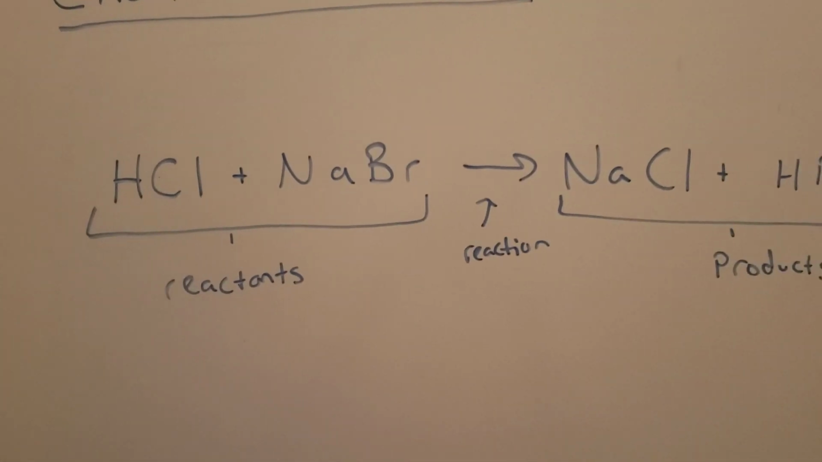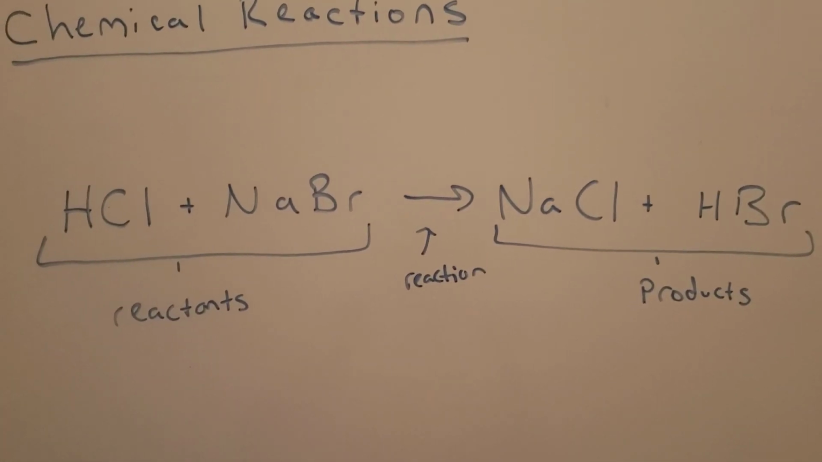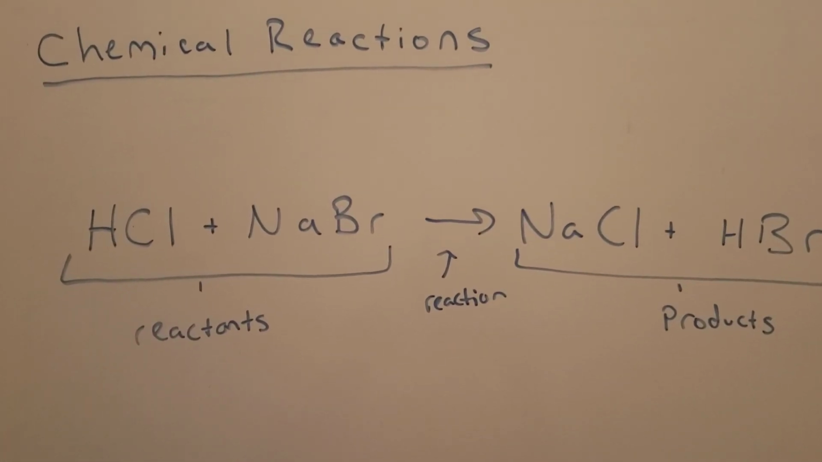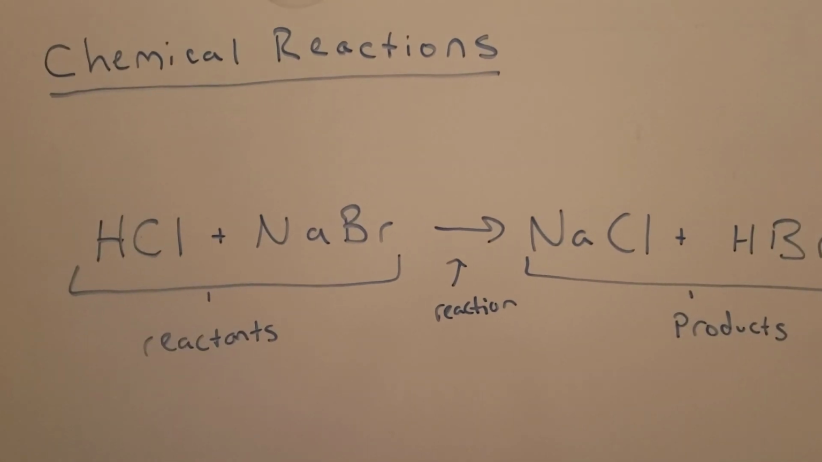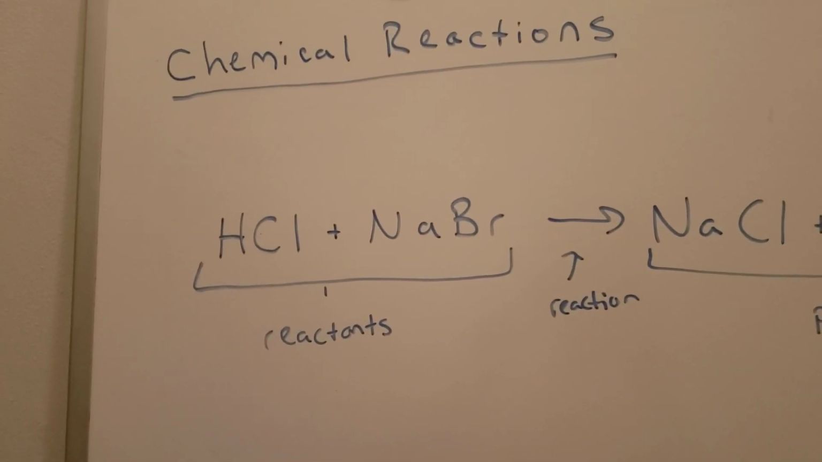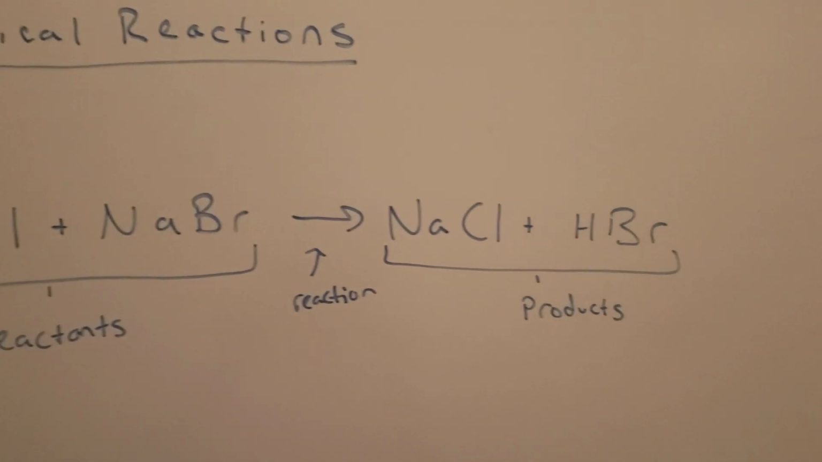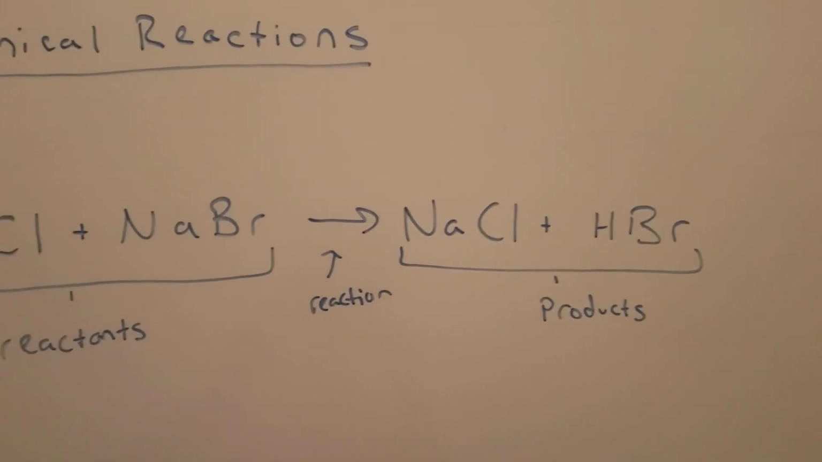Today we're going to talk about chemical reactions and actually chemical equations. Now, chemical equations are basically just like a sentence that describes a chemical process. So here we have a chemical equation. We've got two chemicals being combined and then two chemicals coming out after the reaction.